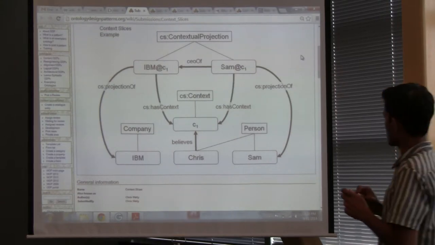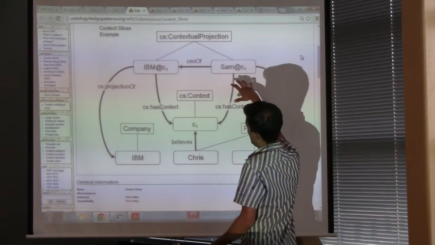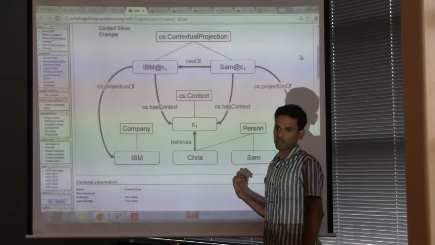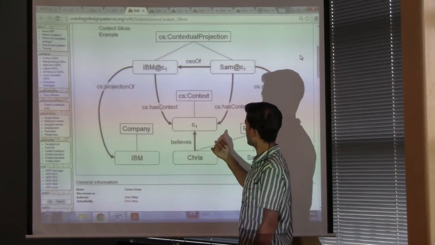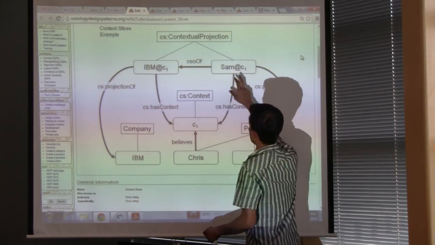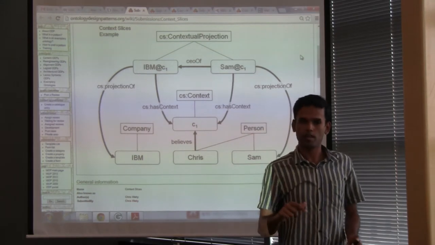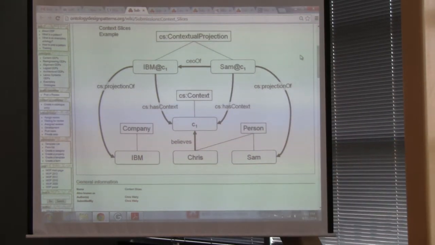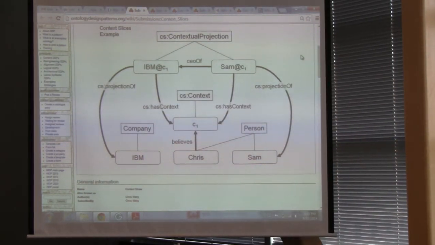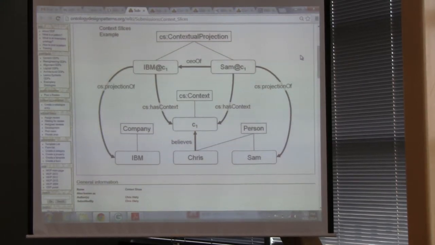So to do that in a different way, the key here is when you do the inferencing on this kind of knowledge bases, you should not derive that as a fact, Sam is a CEO of IBM, right? It is not a conclusion on that knowledge base. So do that in a different way by using pure RDF.